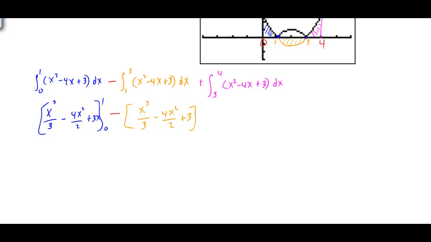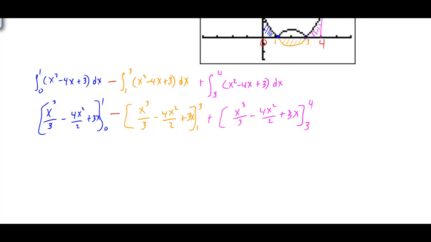Except for now we need to evaluate the integral from 1 to 3. And the third one is going to be the same as well. So we have x cubed over 3 minus 4x squared over 2 plus 3x. And once again here the interval though is from 3 to 4.